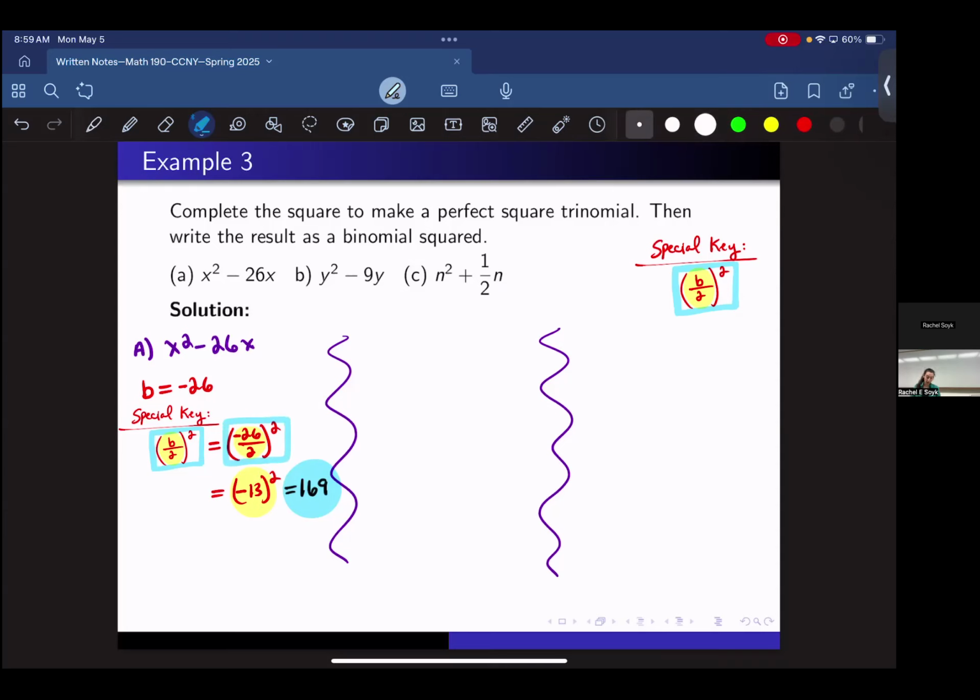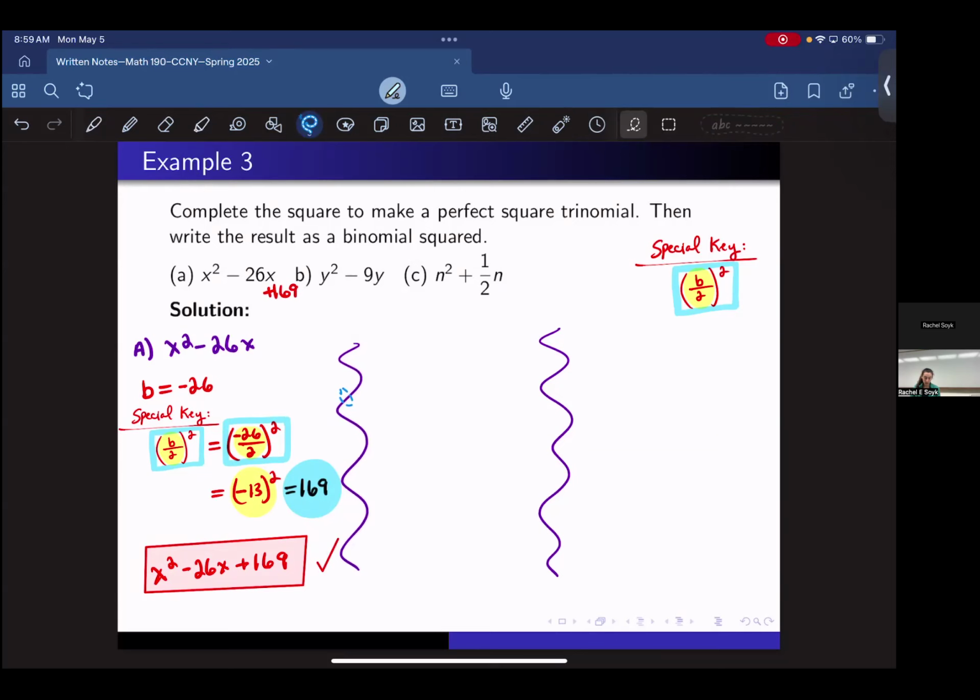So what does that mean? If we add 169, then we officially have our perfect square trinomial. And we're done.